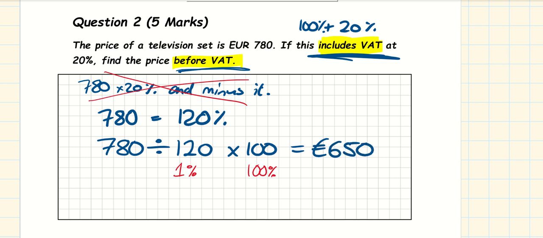Okay, if you did it this other way that I've X'd off at the top, you will not get that number. I think it's like 624 or something like that you get. It's not the right answer. You need to read this carefully. Includes VAT means divide it by a bigger number.